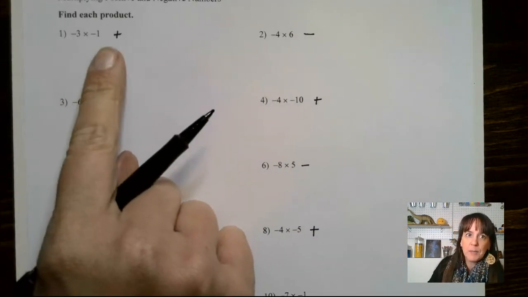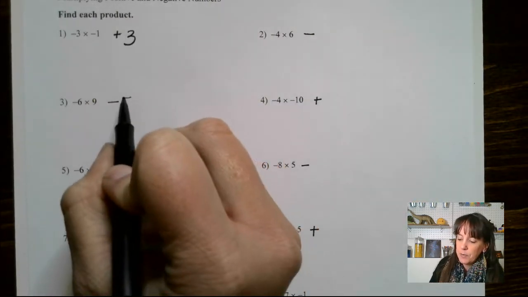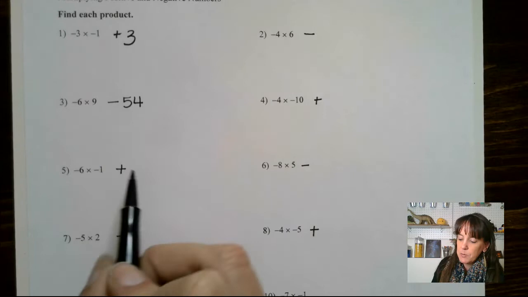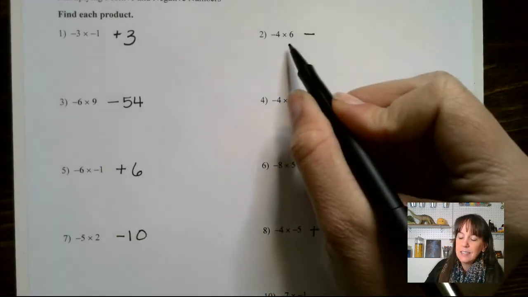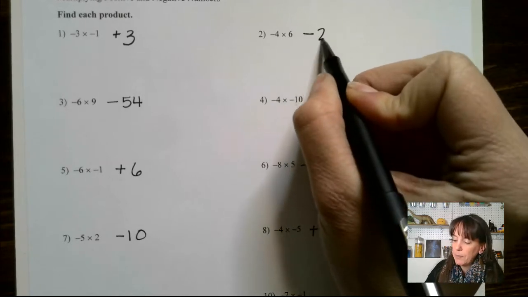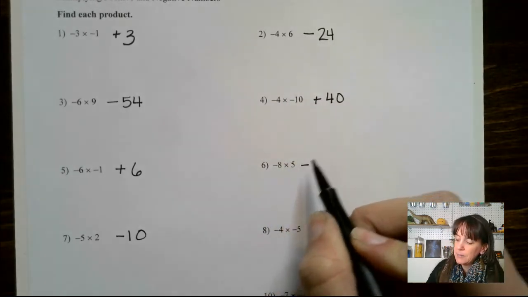So 3 times 1, we're going to get 3. 6 times 9 is 54. 6 times 1 is 6. 5 times 2 is 10. 6 times 4 is 24. 4 times 10 is 40. And 8 times 5 is 45.